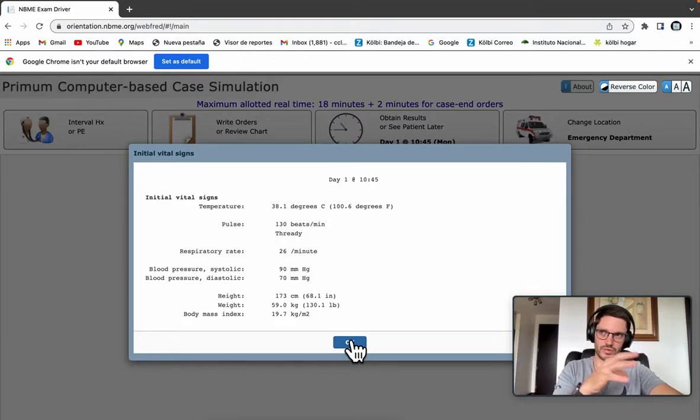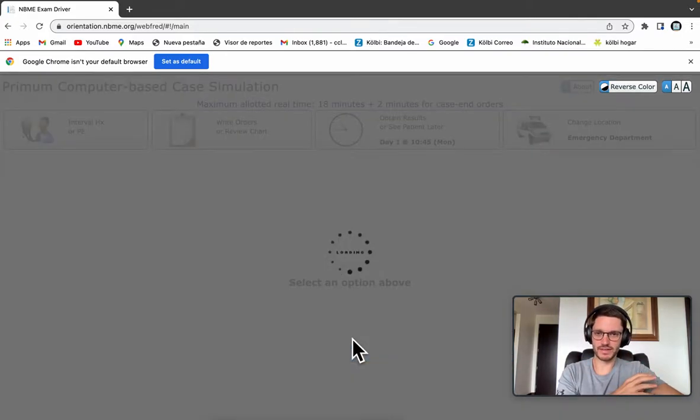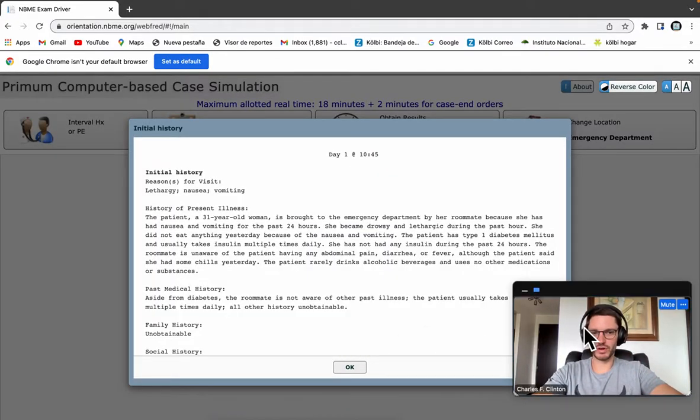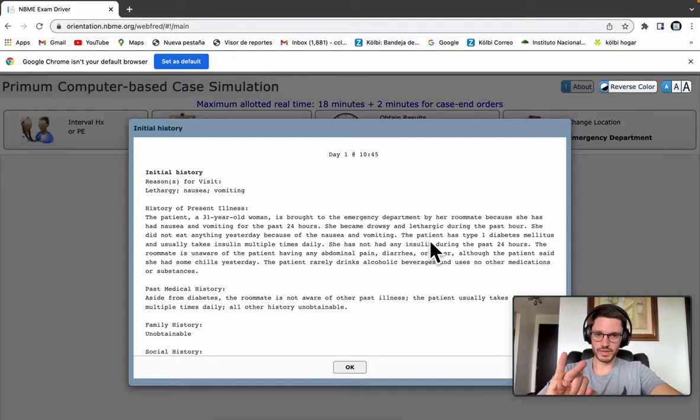I'd lean towards instability. I'd lean towards acting fast. Let's see the history of present illness. A 31-year-old in the ED. Her roommate brought her in for nausea and vomiting for 24 hours, so maybe she's volume depleted. She became drowsy and lethargic during the past hour. Okay, so this is the last presenting part. She did not eat anything yesterday because of nausea and vomiting, so she didn't eat and she was vomiting everything.